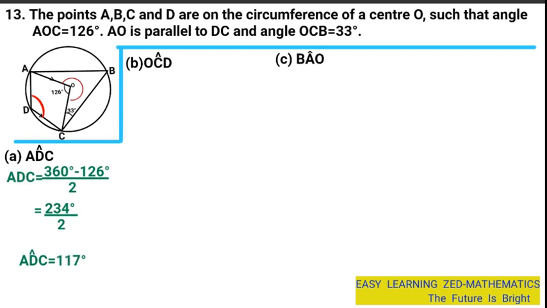So the final answer is angle ADC is equal to 117. I'm going to replace that arc by the actual angle, which is 117 degrees. Every angle I find, I'll be writing it there. Now next, let's go to question B, where we need to find angle OCD. As you can see, you also need to understand that the two lines, line AO and DC, are parallel lines.